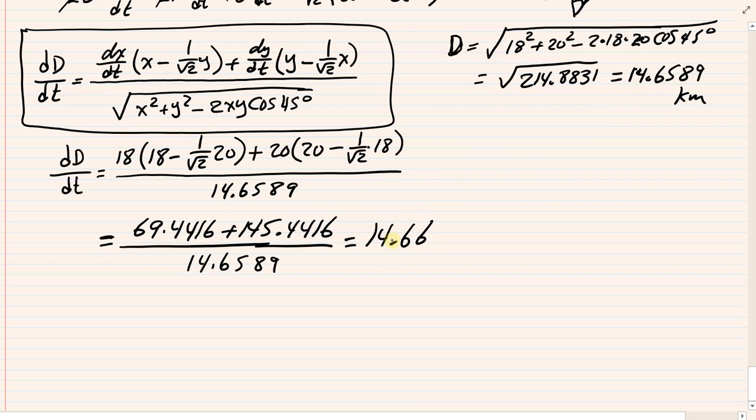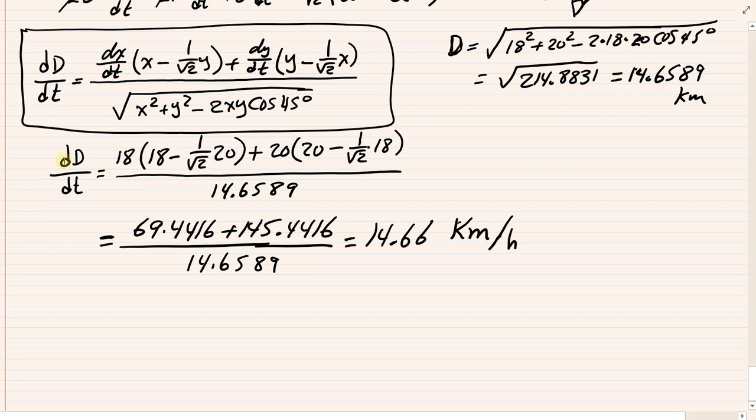That's how it's changing, the way they give us the information. But this is a rate of change, so this is kilometers per hour actually, right? It's per unit of time, which is an hour, the unit of time here. And there we have it. We are done with this one.